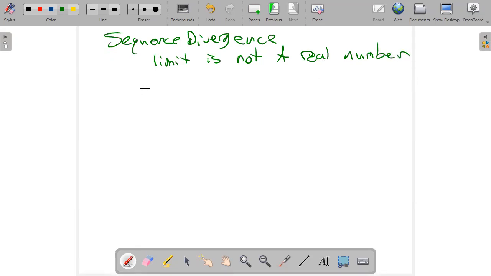Simple examples of that: if we took a_n to be n squared, as n gets big, the square gets bigger. The limit of this sequence is infinity. Infinity is not a real number. So we would say this is divergent.